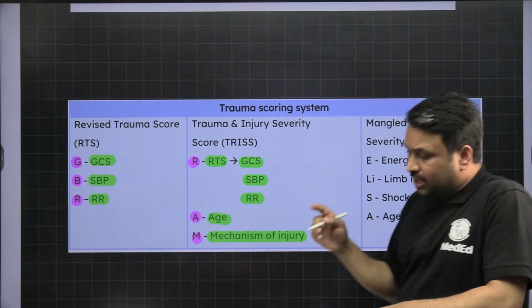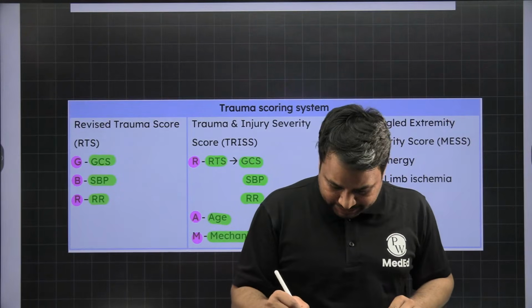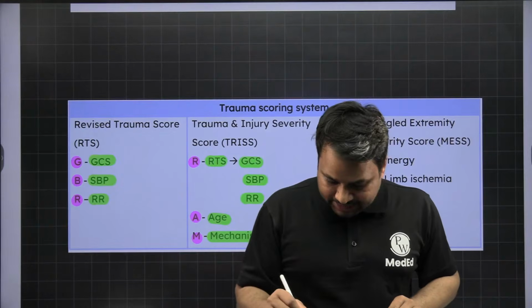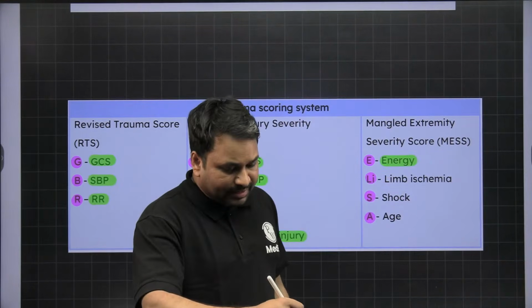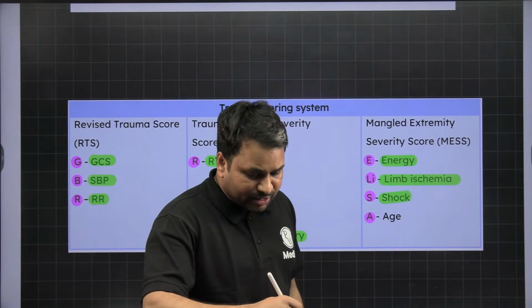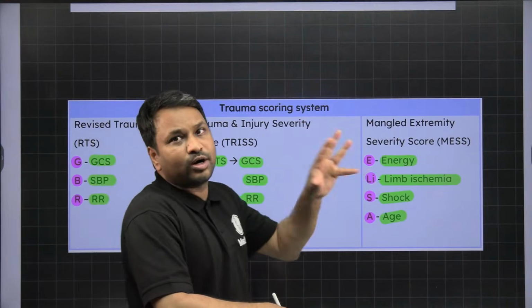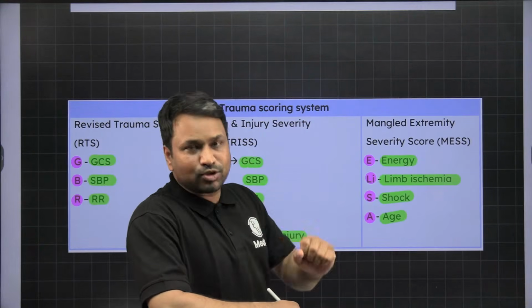Another one is what we call it as MESS, that is your Mangled Extremity Severity Score. The mnemonic to remember that is ELISA. E is the energy with which the injury has occurred. LI stands for status of limb ischemia. S stands for status of shock. A is the age of presentation, right? So this is what we call it as Mangled Extremity Scoring System. That is going to be MES.